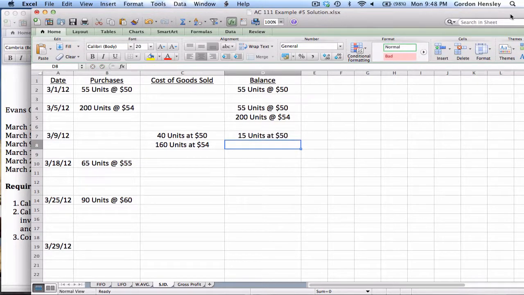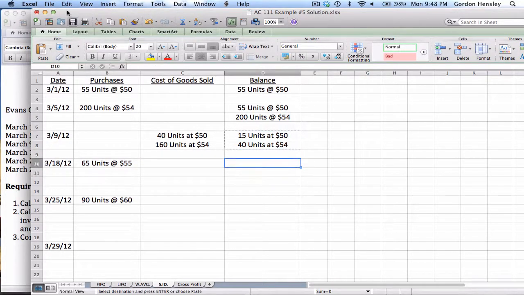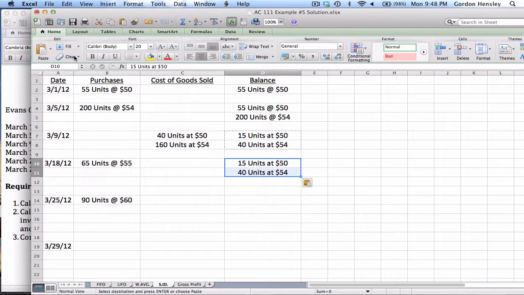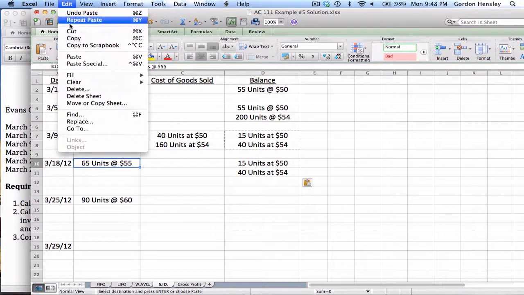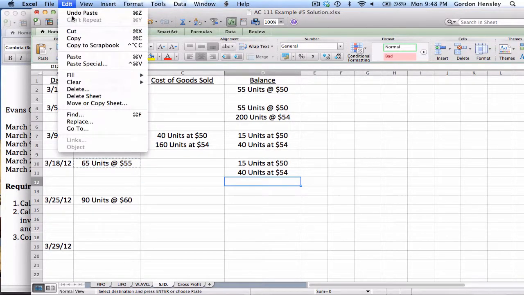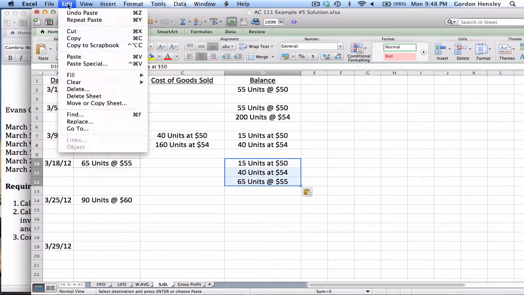And in the second layer, I used to have 200. Now I only have 40. So see how that looks a little different. And then I'm going to copy these two levels, these two layers down to the next date. And then I'm going to add on this additional purchase, the 65 additional units at 55. And then again, I'll copy these down once again.